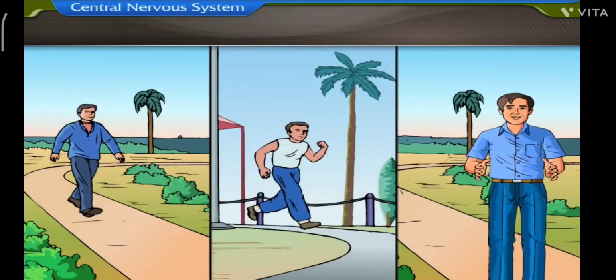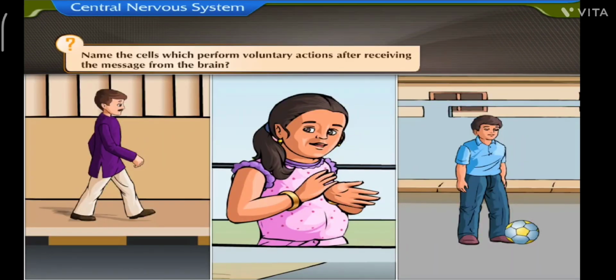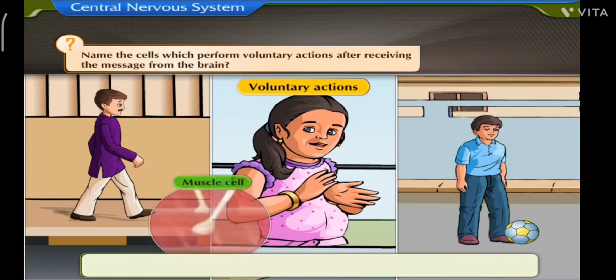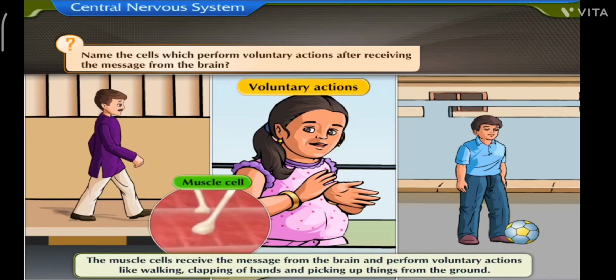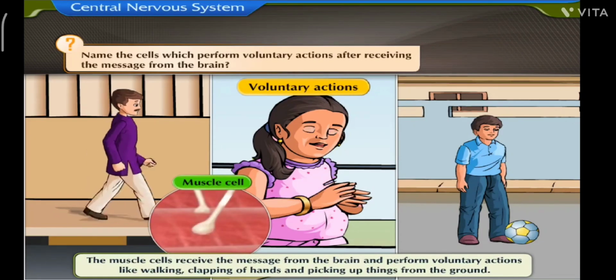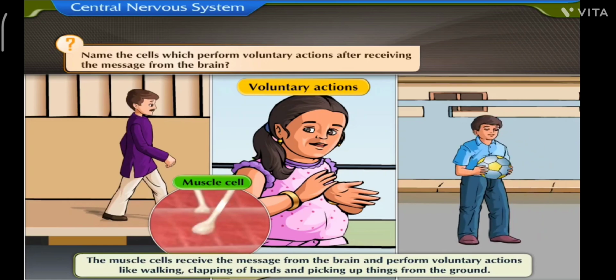After studying about the voluntary movements, now can you name the cells which perform voluntary actions after receiving the message from the brain? The muscle cells are the ones which receive the message from the brain and perform voluntary actions like walking, clapping hands, or picking things from the ground.